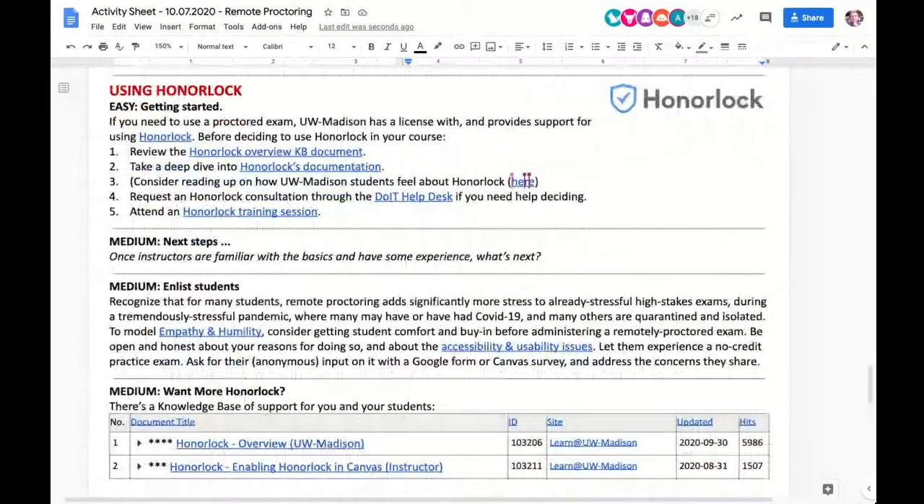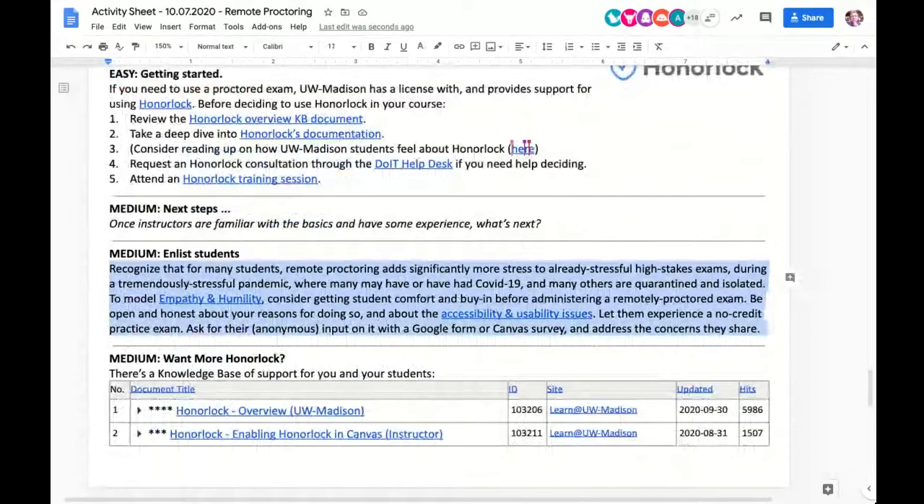Yeah, in that section on enlisting the students, I write, for many students, just an exam alone is a very high stress situation for them. If they're in a pandemic, some of them are quarantined, some of them actually have had COVID-19. They're isolated from their friends. Please do be aware that this semester is an exceptionally high stress level semester for them.